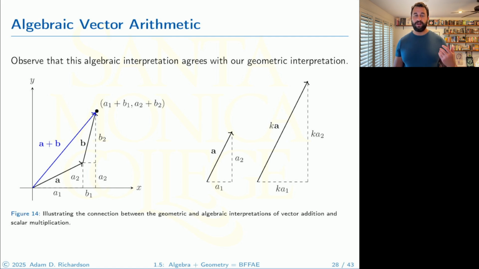Same with a vector sum. Here's A, here's B, here's A plus B. Well, what is A1 plus B1? It's going this way. And then what's A2 plus B2? It's going this way. And that gives you the vector A plus B. Algebra and geometry are best friends forever. They're just so intimately connected.